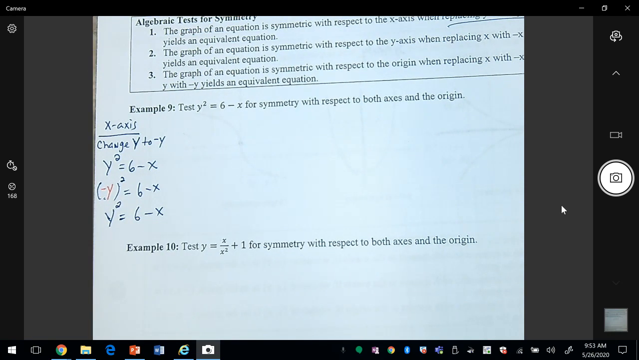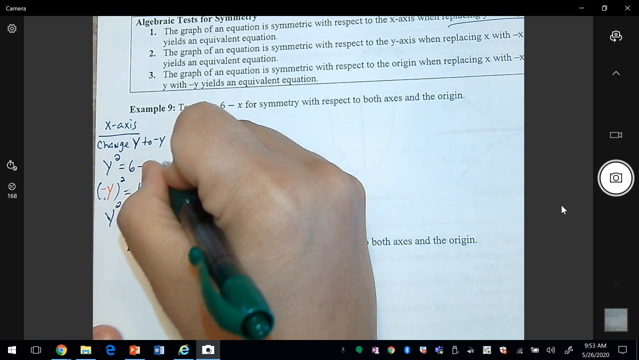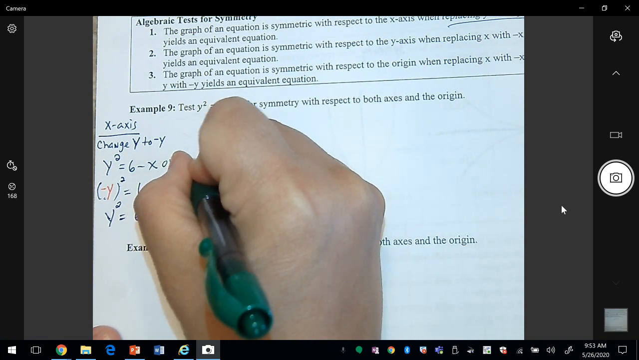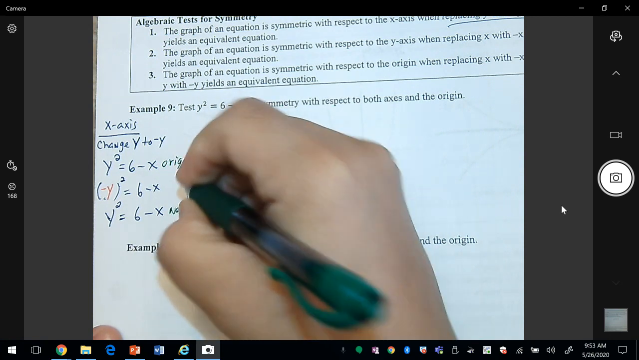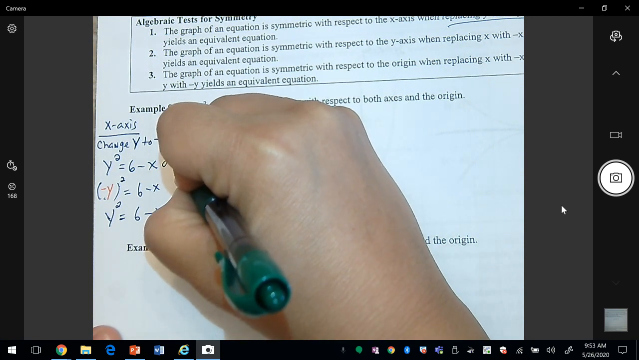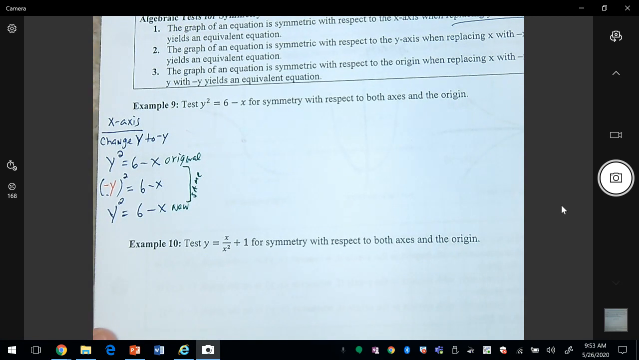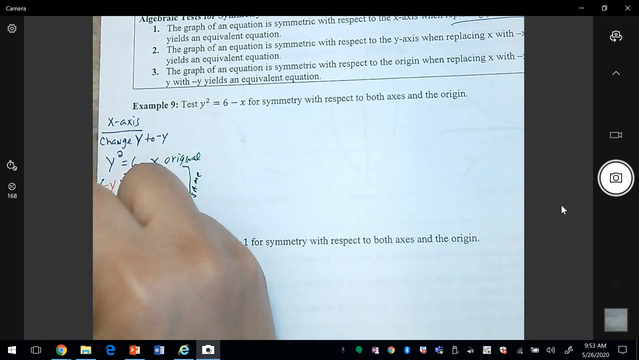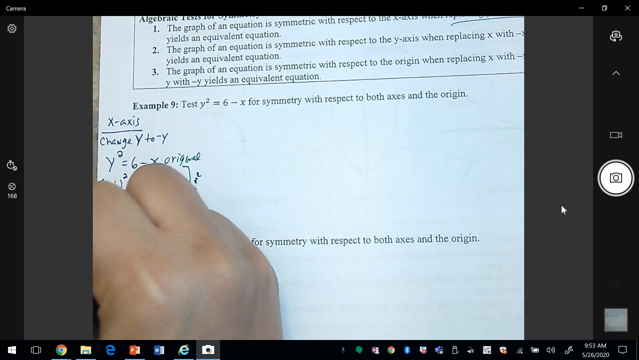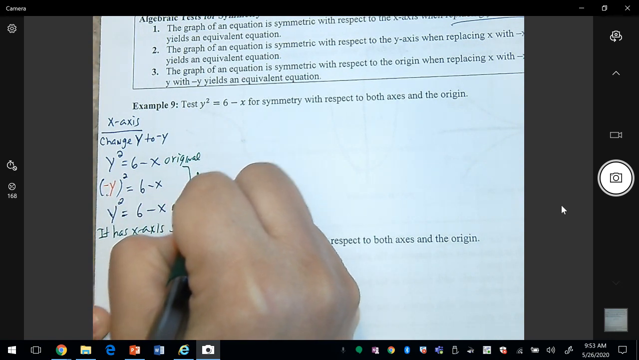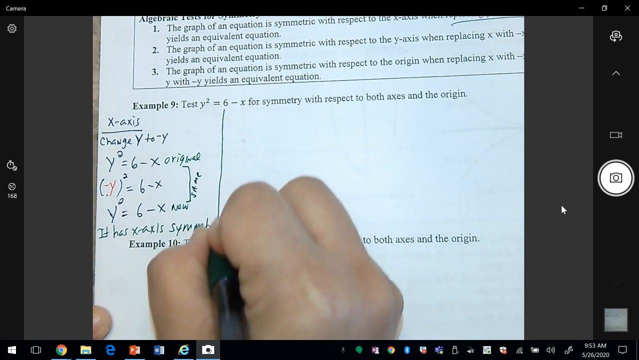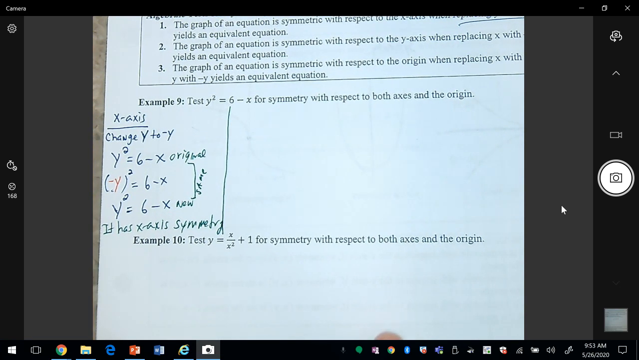So in order to figure out if it has symmetry on the x-axis, this is your original equation, and this is your new equation. Notice that they are the same. If they're the same, then we say it has x-axis symmetry. That is the test that you would do to figure out if it has x-axis symmetry.